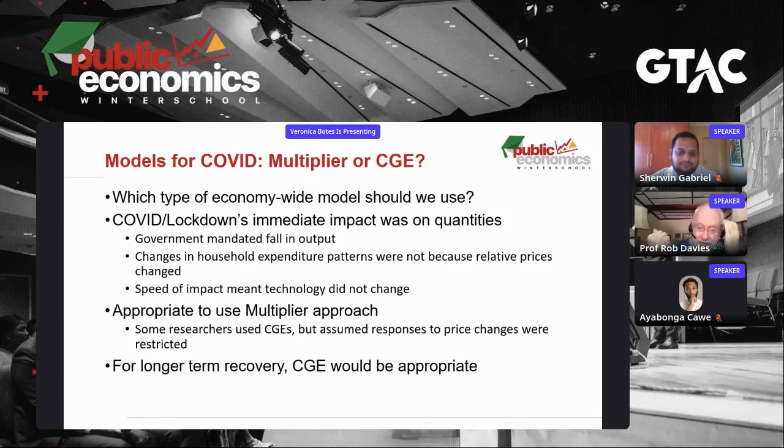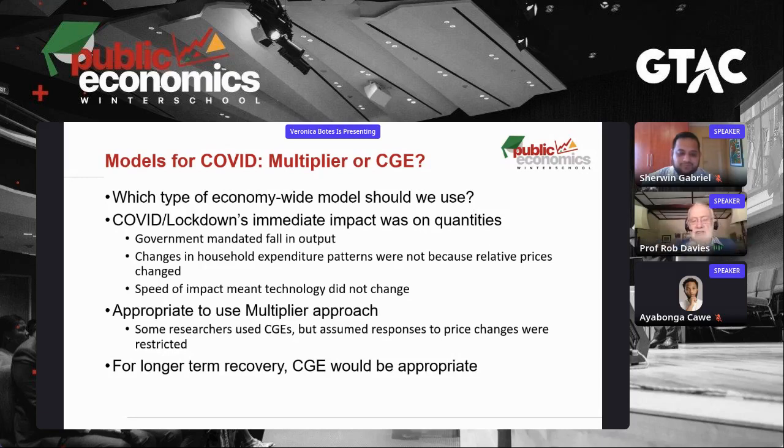In fact, we found that under the pandemic, some of the wealthier households' savings went up, and around the world you find a lot of private savings went up because people couldn't spend what they had. We also decided that in the short run, when COVID hit, technology couldn't change. Firms were left with what they had. The period we're looking at is too short for them to change their production side. So we decided it's appropriate to use the multiplier approach.